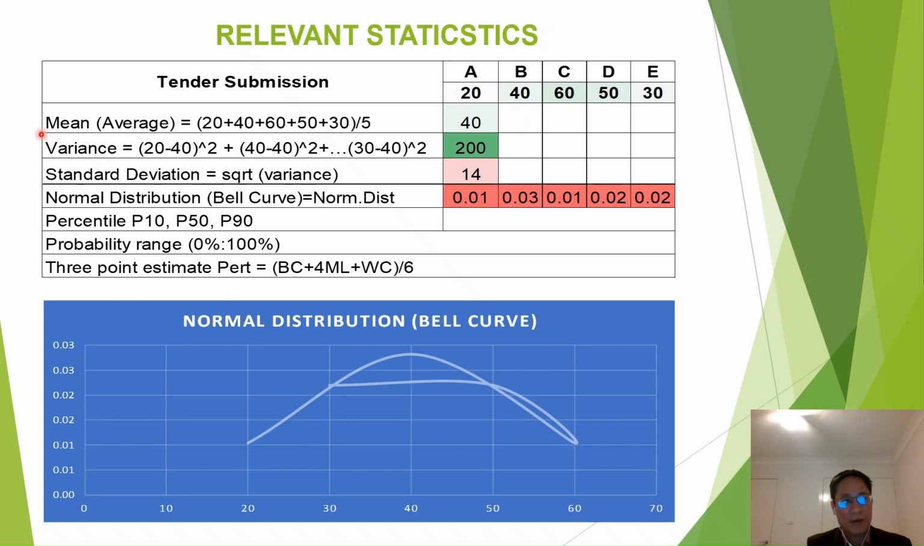And the first important parameter is the mean. Mean, or average, is very straightforward. You total sum all the submissions and divide by 5 tenderers, which is equal to 40. And the variance is the difference around the mean. So we can see here 20 minus mean 40, 40 minus mean 40, and square. The purpose of the variance is to get rid of the negative amount.